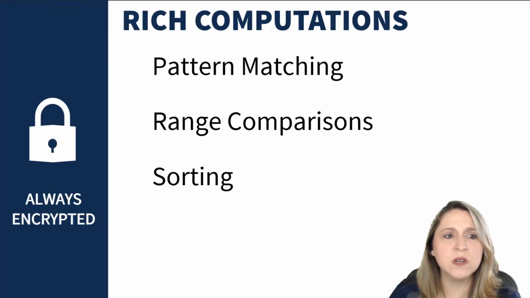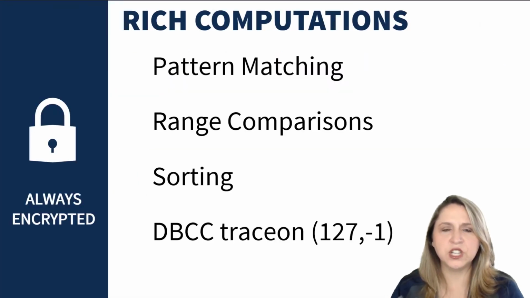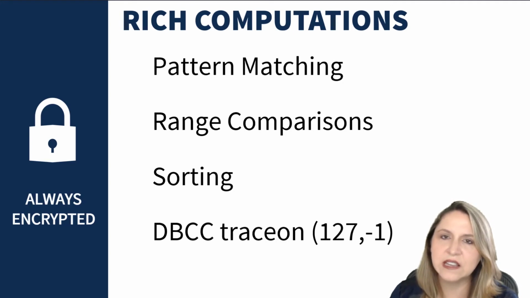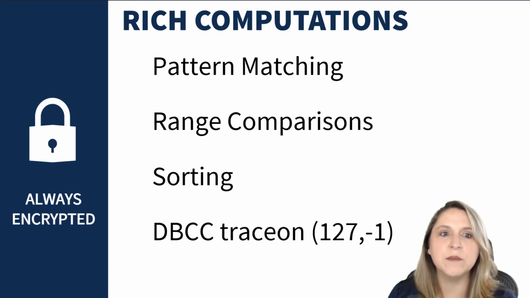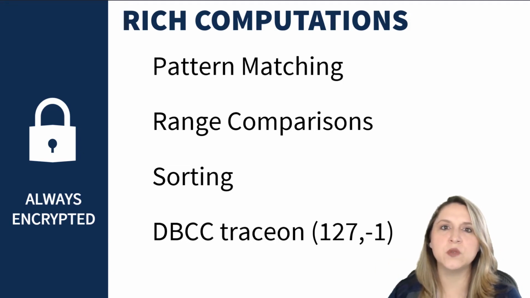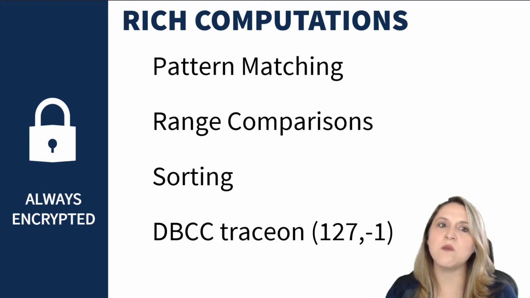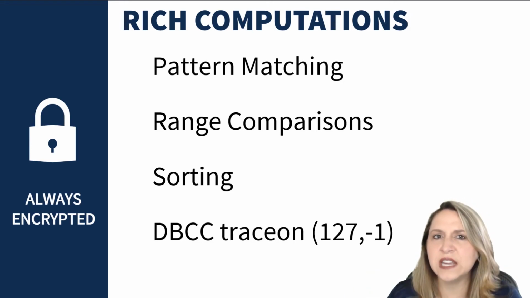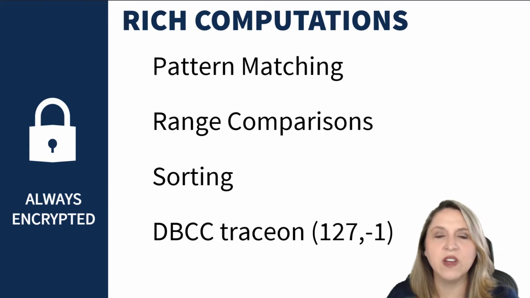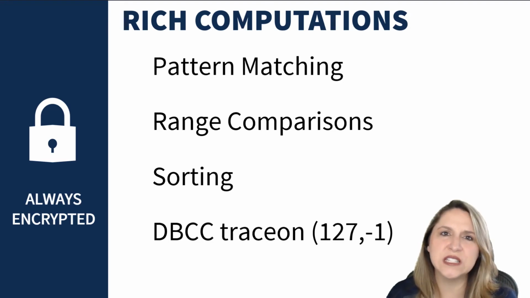So again, the Secure Enclave gives us the option to do the pattern matching, right? Your WHERE clauses, your HAVING clauses, the GROUP BY, your range comparisons between this date and that date, or between this range of numbers and that range of numbers. All of those things aren't able to be done without using either deterministic encryption or the Secure Enclave. Sorting. Who would have thought sorting is going to stop me, right?